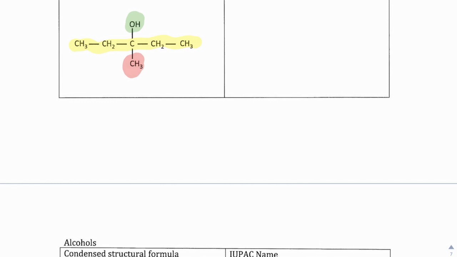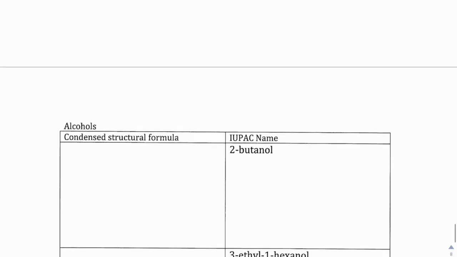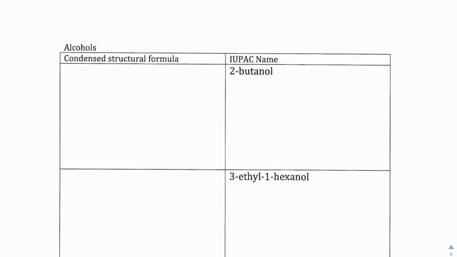Let me write the name for this. 3, 4, 5. So this is a 3-methyl-3-pentanol. I can't forget that. Okay. Now I have to draw them. Right? Drawing these isn't going to be that bad. So this one, it always starts off easy. On the second carbon, there is an alcohol group. Let me just draw it for you guys.